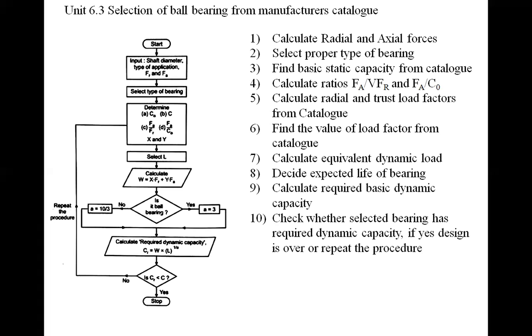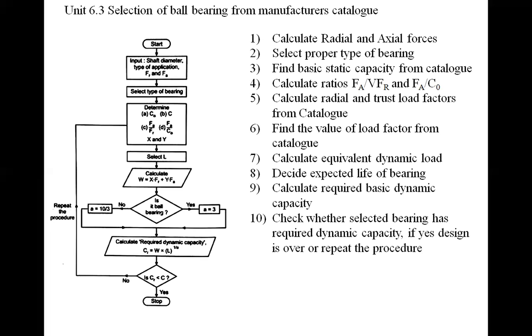After that, calculate the required basic dynamic capacity. Now, if it is a ball bearing, then the factor A is equal to 3. If it is not a ball bearing, that is roller bearing, A is equal to 10 by 3. From that, the required dynamic capacity formula is also given. So from that, the required dynamic capacity we can find.